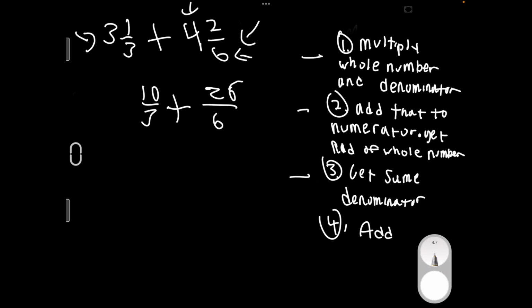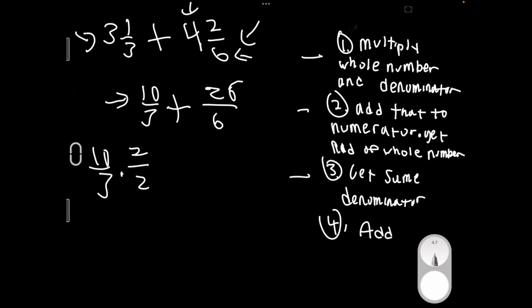Step 3 says that we need to get the same denominator. You see here, the denominator for the first fraction is 3, and the denominator for the second fraction is 6. So how can we get both denominators to be the same? For the first fraction right here, if we multiply both parts by 2, we're going to get 6. So 10/3 times 2.